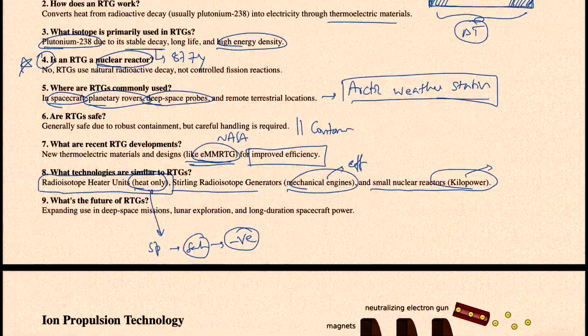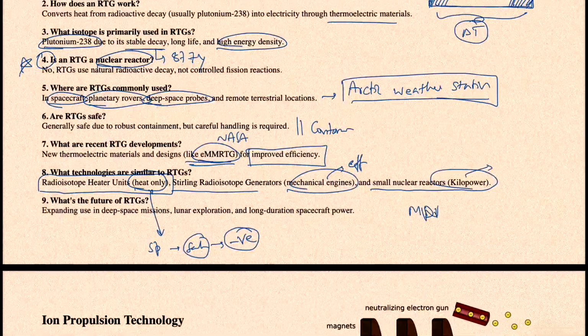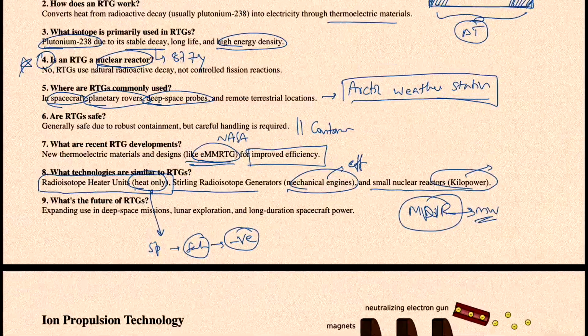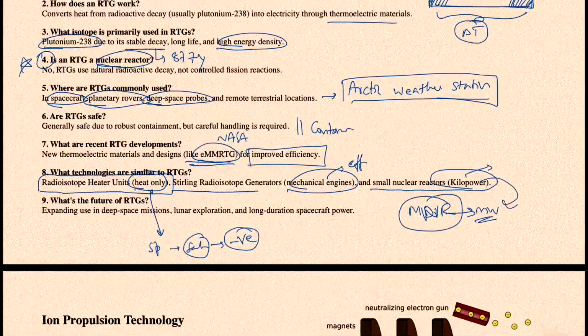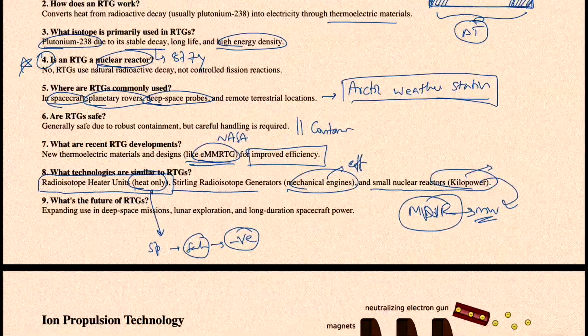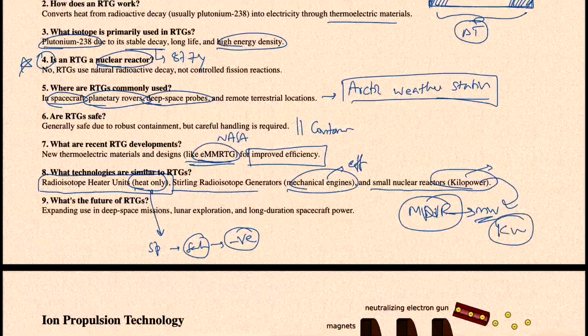And we also have small nuclear reactors in Kilopower. I think you have heard about the modular nuclear reactors, which generate electricity in megawatts. These are much smaller. Here we generate electricity just in kilowatts.